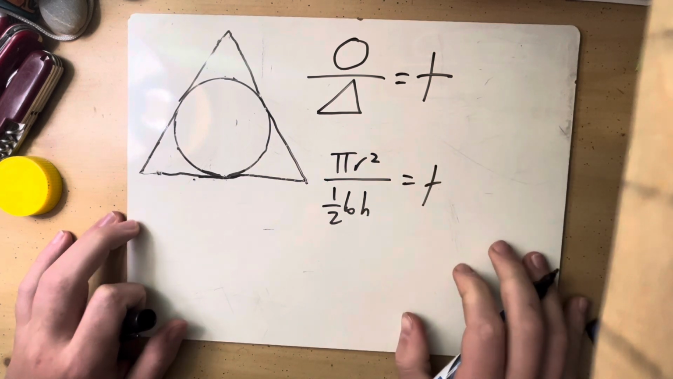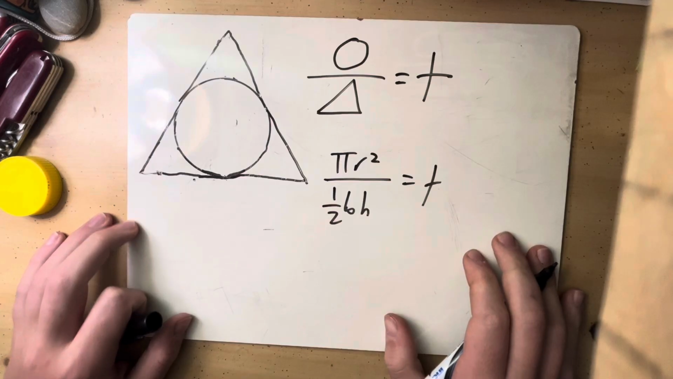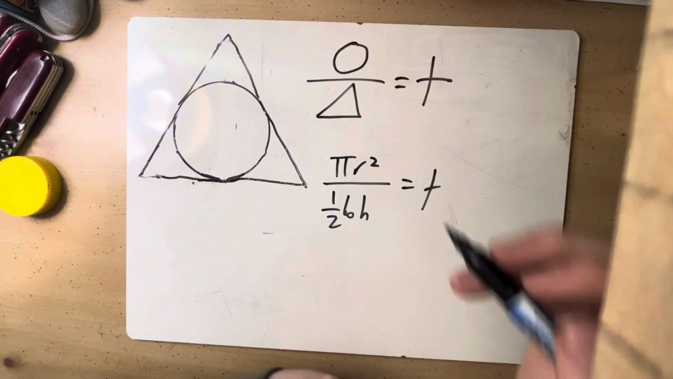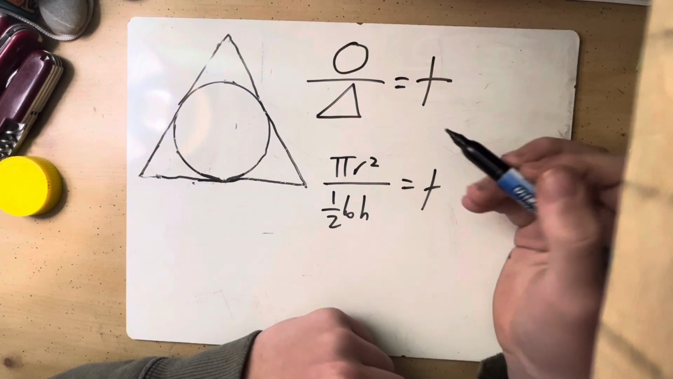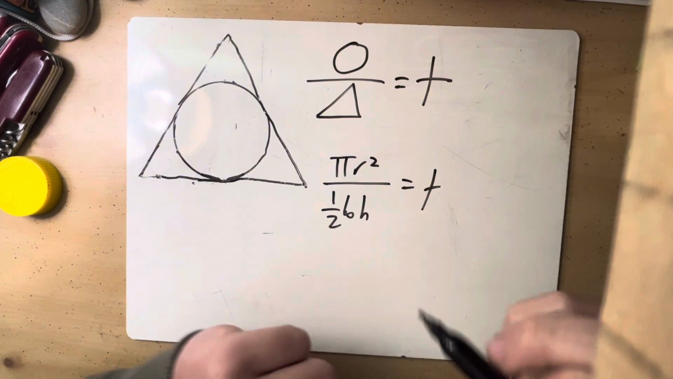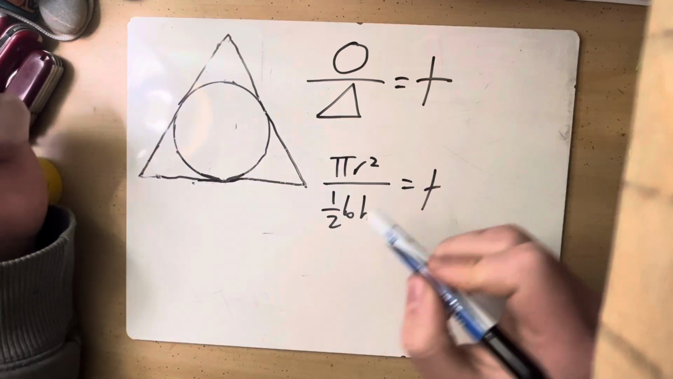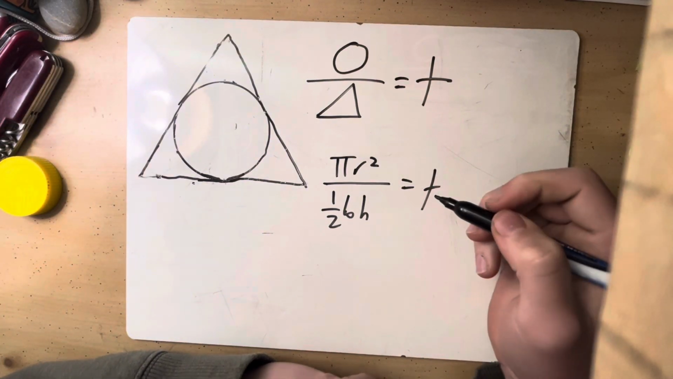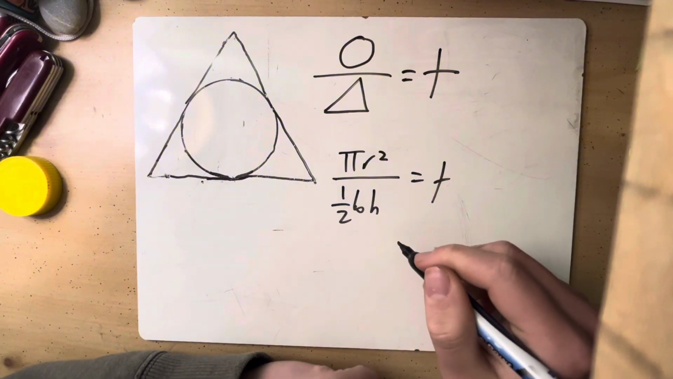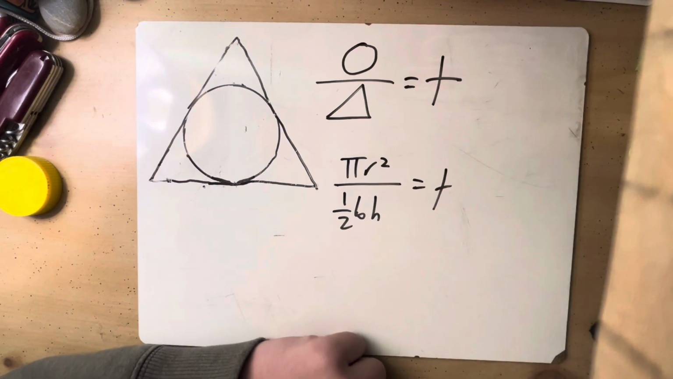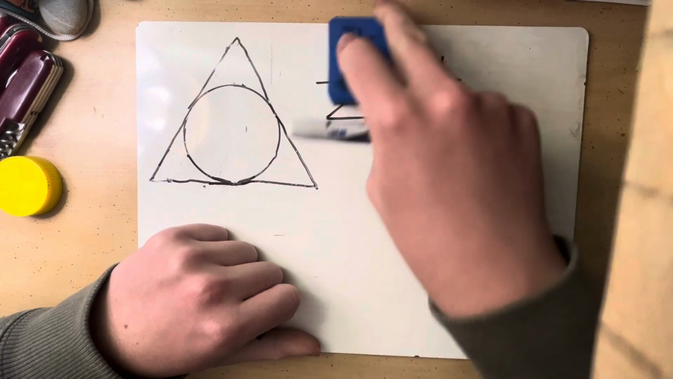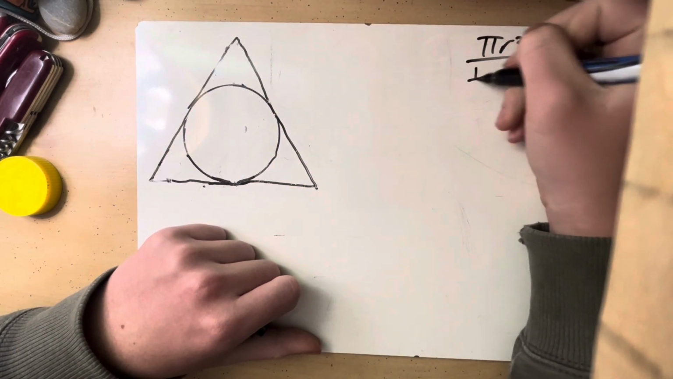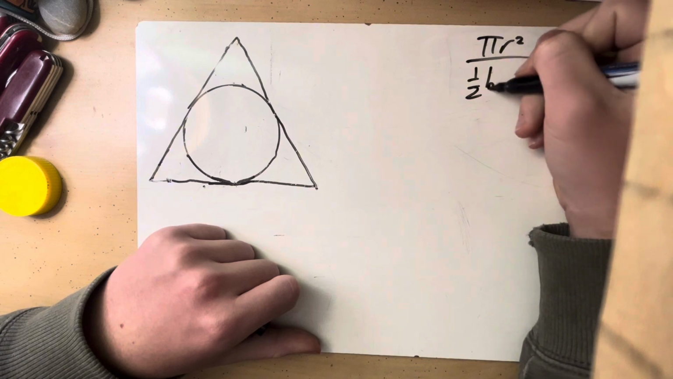So in order to find the ratio, we need all of these variables to cancel out. But since they're not the same variable, we have r, b, and h, we can't do that. So what we need to do is take b and h and write them in terms of r. So how can we do that? Well, first things first, I'm going to move this up here so we can see it for later.